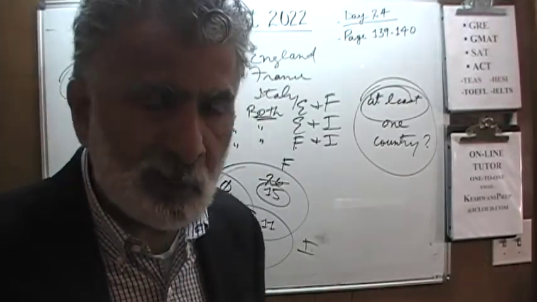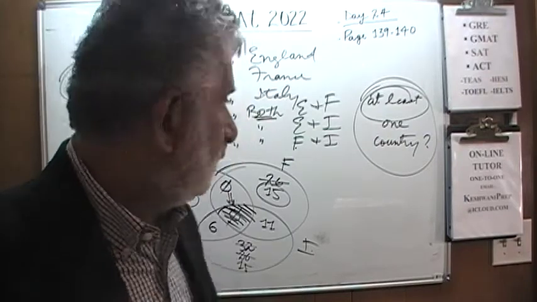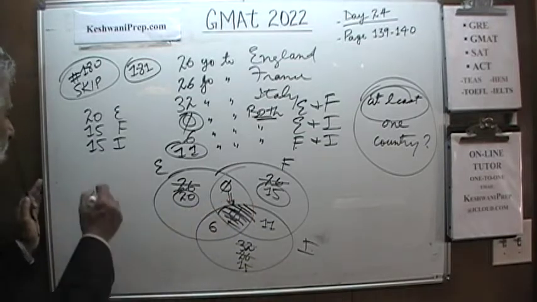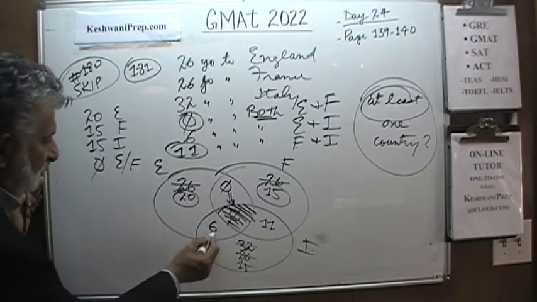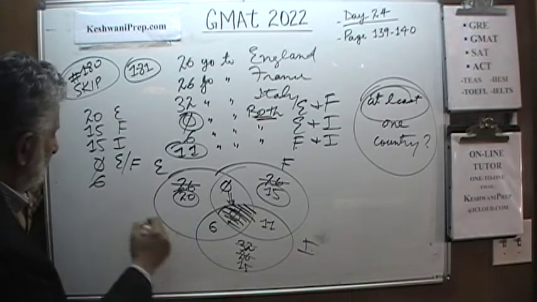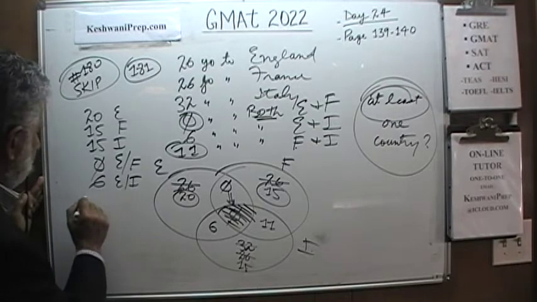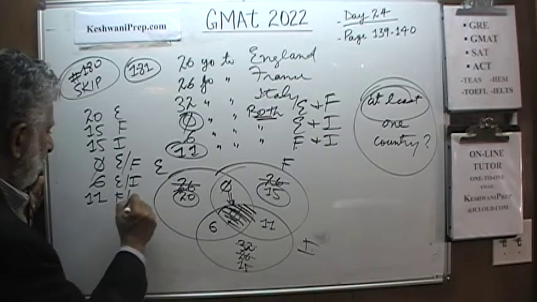Now let's take a look at how many people travel to two countries, because we know nobody has traveled to all three countries. We know the number of people who have traveled to England and France is zero. This is England and France. Six people have traveled to England and Italy. And 11 people have traveled to France and Italy. There we go.